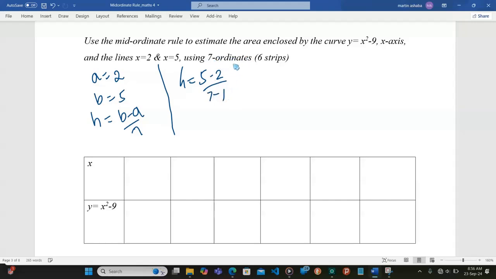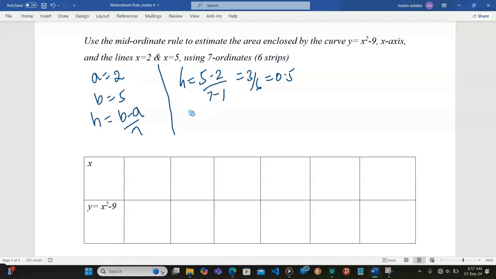Because if you are told to use a particular number of ordinates, then the number of sub-intervals is always the number of ordinates less 1. The number of ordinates is 7, and therefore the number of sub-intervals is 6. So this is 3 out of 6, which is 0.5. Meaning we are going to divide this interval from 2 to 5 into 6 strips or 6 sub-intervals.